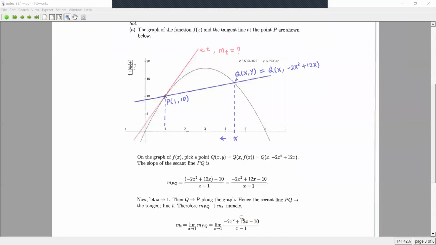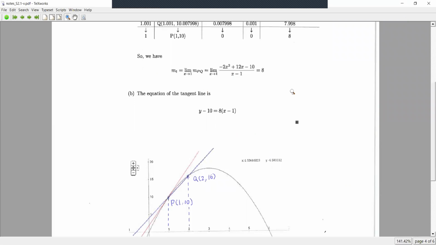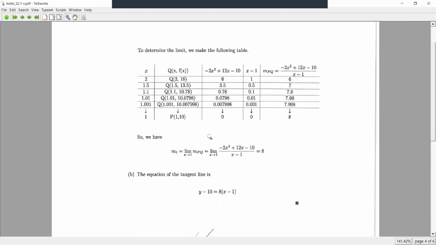For the convenience of my presentation, let me copy this limit here. Now to find this limit, I make this table. The first column of the table is for x, the independent variable. The second column is for the point Q. The third column is for the numerator of this quotient. The fourth column, the denominator of this quotient. The last column is this quotient, which is the slope of the line PQ. Now, in this table, I let x approach 1 by taking on these points.